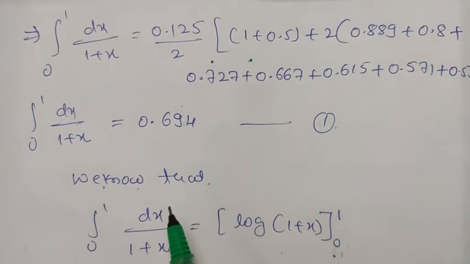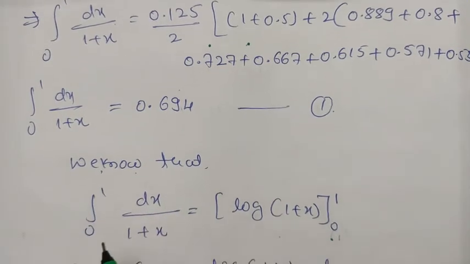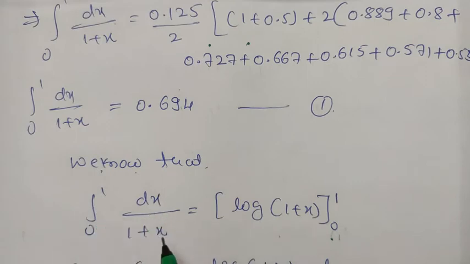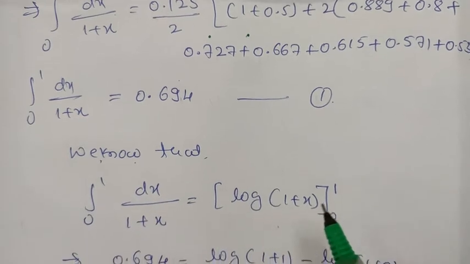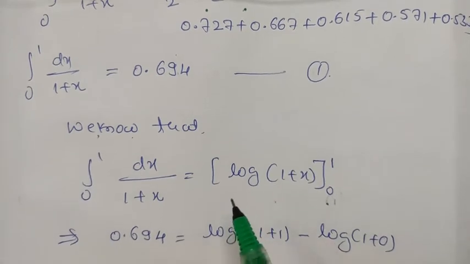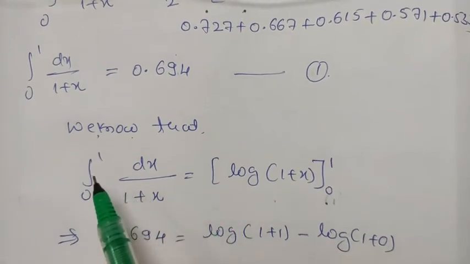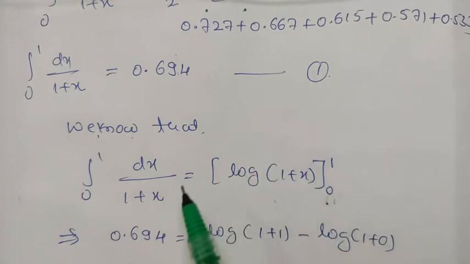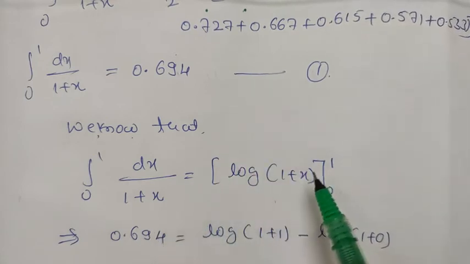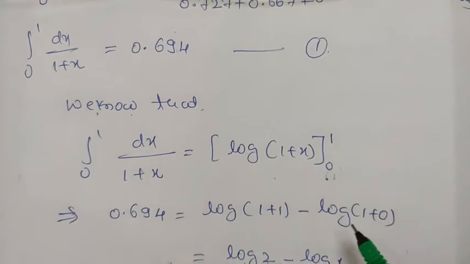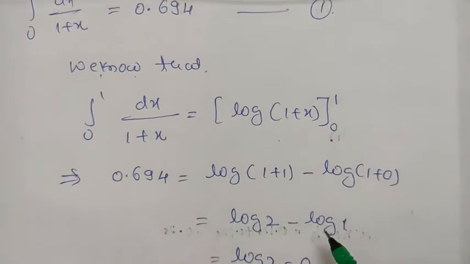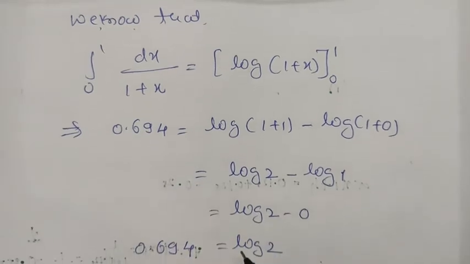For that you have to proceed like this. We know that integration from 0 to 1 dx by 1 plus x is a common definite integral. We know the integration of 1 divided by 1 plus x is log of 1 plus x between the limits 0 and 1. Now substitute the upper limit. The LHS value we have already found in equation 1. Substitute that value: 0.694 is equal to the RHS, log of 1 plus 1 is log 2, minus log of 1 plus 0 is log 1. And we know the log 1 value is 0. So this is equal to log 2.